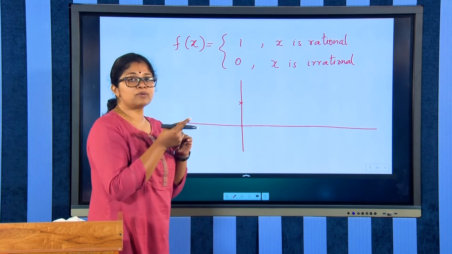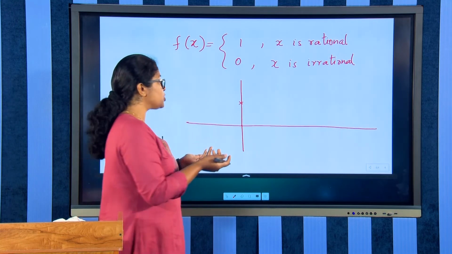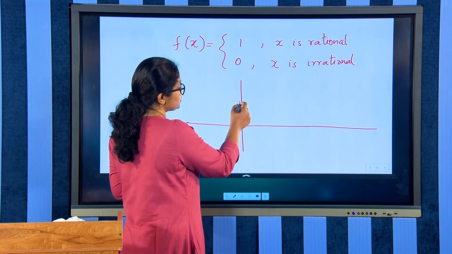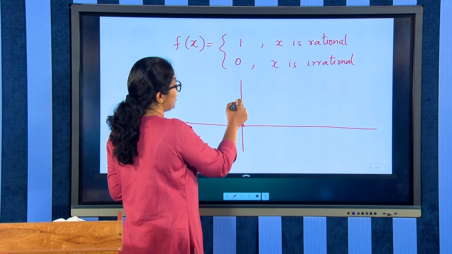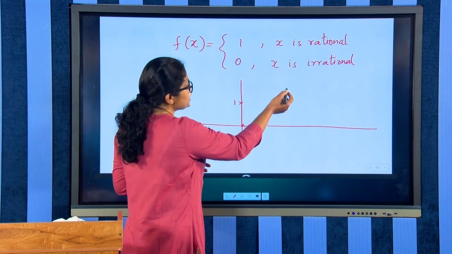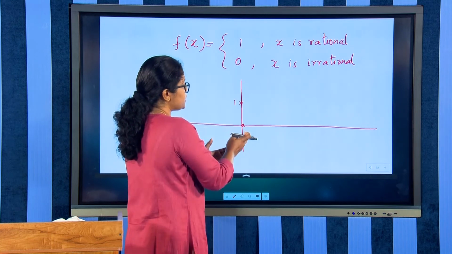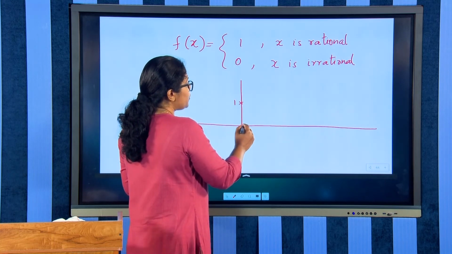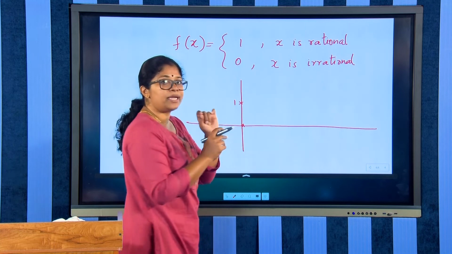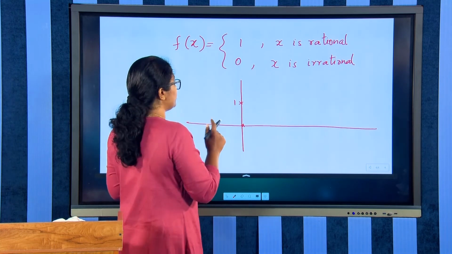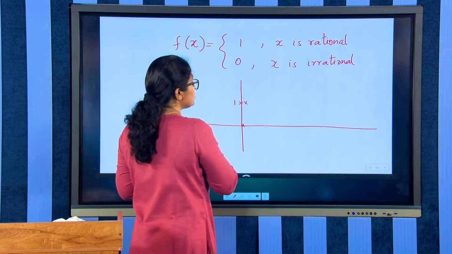The next point to 0 will be definitely an irrational number, so the function will take the value 0. For 0, this function will take the value 1. For the next value to 0, which will be obviously an irrational number, the function takes the value 0. And if there is an irrational number, the next value will be definitely a rational number. It follows from the density theorem that we have learned. So, this will be 1 at this point.